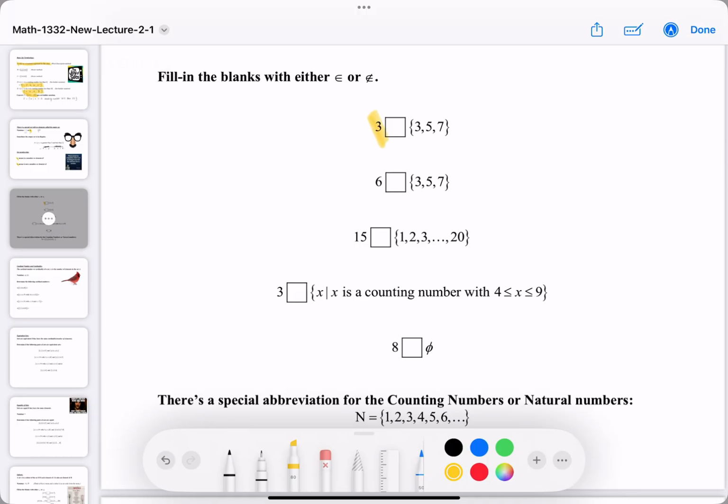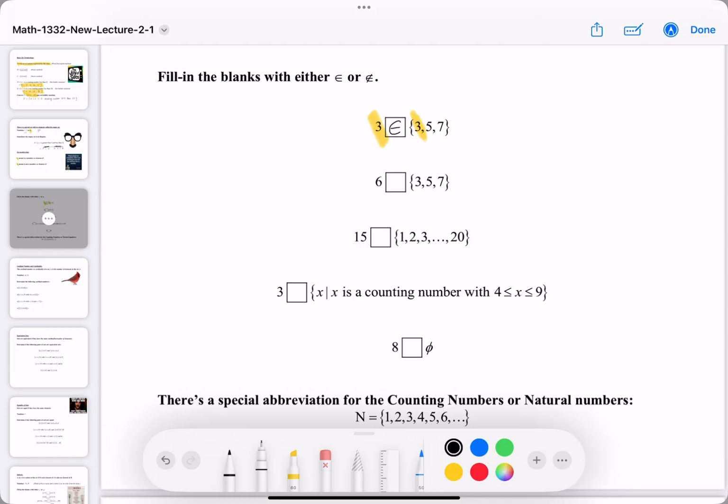3 is an element of the set {3, 5, 7}. Okay, in the set {3, 5, 7}, we see there is an element 3. So 3 is an element of the set {3, 5, 7}. I'm going to use the notation "is an element of" or "is a member of."